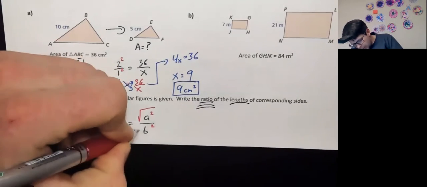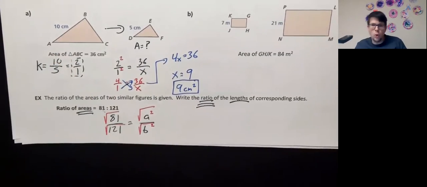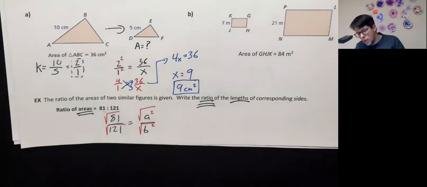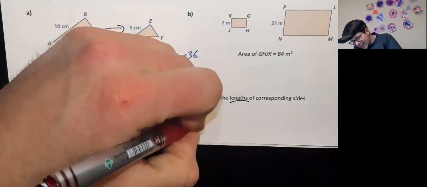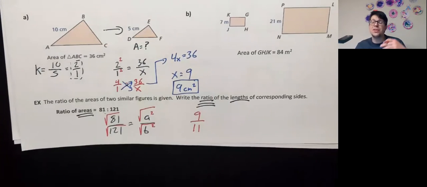So we are going to be applying square roots to both of these values in order to get a ratio for our side lengths. When you take the square roots for both of these values, the square root of 81 and the square root of 121 are both pretty nice. You end up with 9/11. That is going to be the ratio of the side lengths.